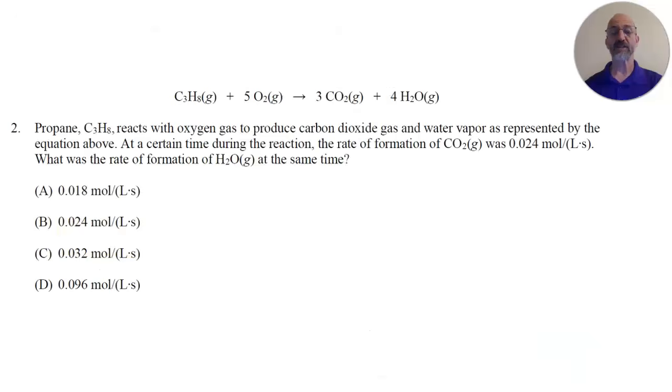Now let's take a look at question 2, which involves the stoichiometry of a balanced chemical equation. So in question 2, it says the following. Propane, C3H8, reacts with oxygen gas to produce carbon dioxide gas and water vapor as represented by the equation above. And at a certain time during the reaction, the rate of formation of carbon dioxide gas was 0.024 moles per liter per second. So that's the unit of concentration, moles per liter, and then per unit time. So you could say molarity per second or moles per liter per second.